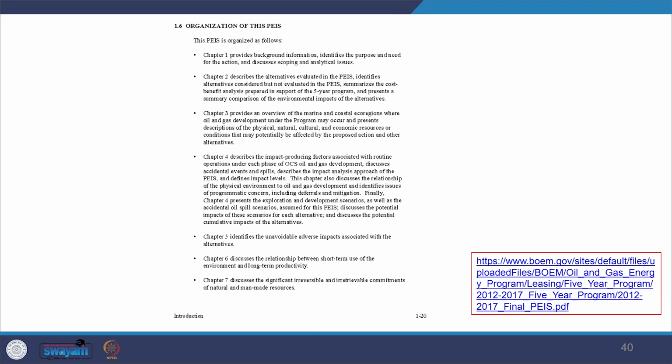So in chapter 5, you see that they identify unavoidable adverse impacts associated with alternatives, and then in chapter 6 they discuss the relationship between short-term use of the environment and long-term productivity. Chapter 7 discusses significant, irreversible, irretrievable commitment of natural and man-made resources. So you see there's a lot of similarity in a logical structuring of SEA with EIA.